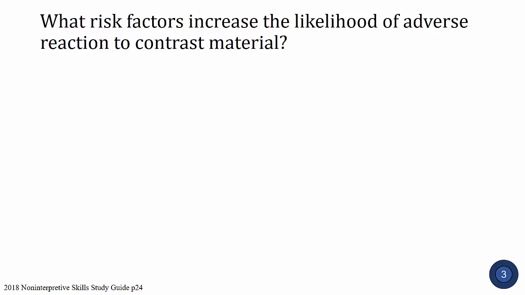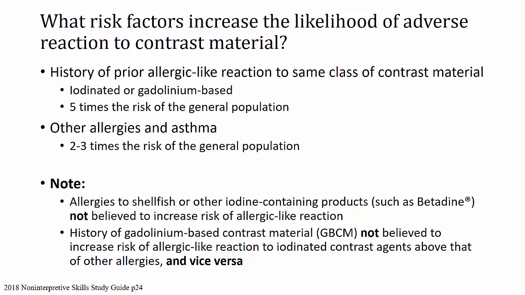Next question. What risk factors increase the likelihood of adverse reaction to contrast material? Well, the main risk factor is a history of prior allergic-like reaction to the same class of contrast material, whether that is iodinated contrast or gadolinium-based contrast. And that's approximately 5 times the risk of the general population once you have had a prior allergic-like reaction to that same class of contrast material. Also, other allergies and asthma increase your risk to about 2 to 3 times the risk of the general population.